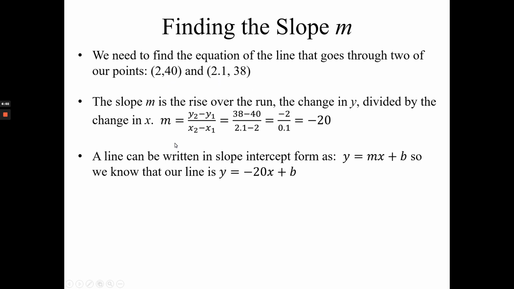Again, the slope m is y2 minus y1 over x2 minus x1. Here I've got 38 minus 40 over 2.1 minus 2. So my numerator is -2, my denominator is 0.1. My calculator says -2 divided by 0.1 is -20. And so if we write this in slope-intercept form, y equals mx plus b, we know what m is now. y equals -20x plus b.